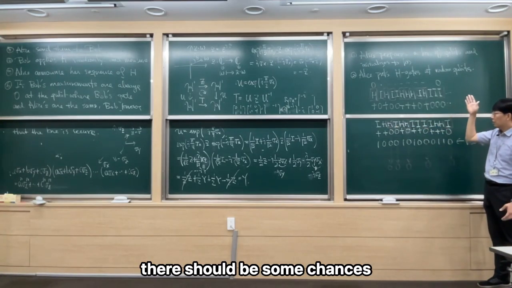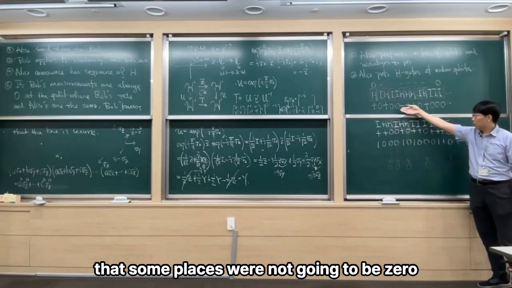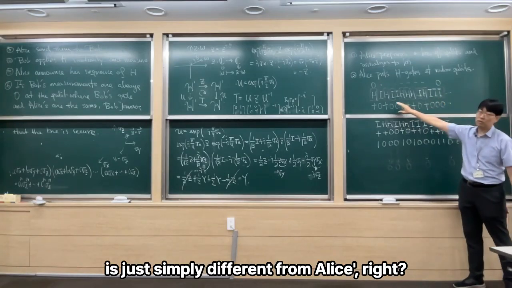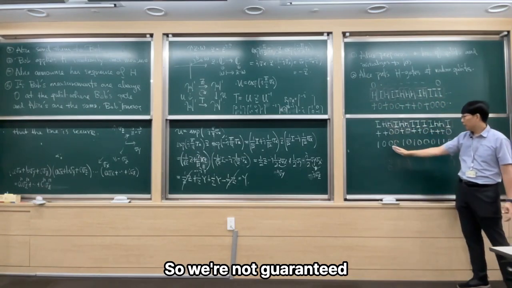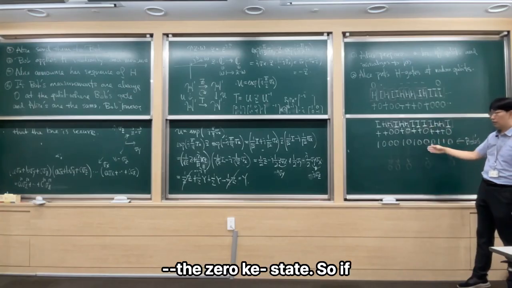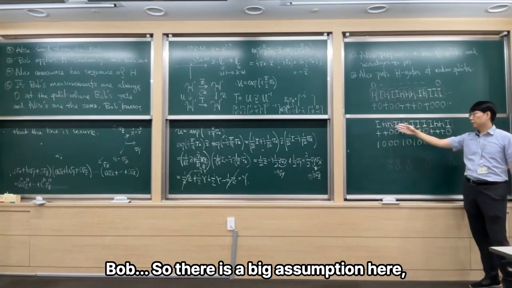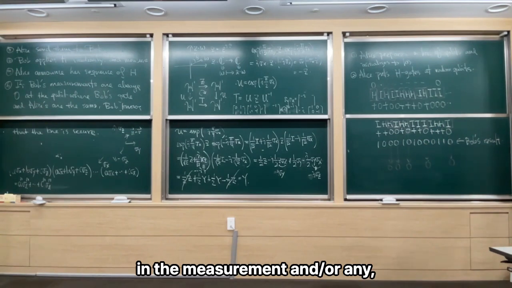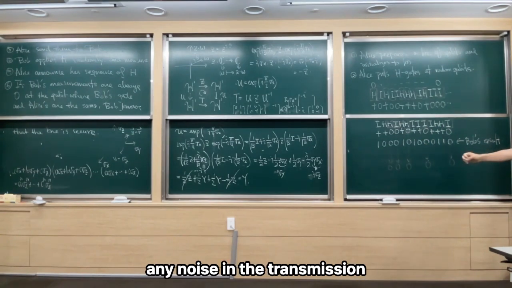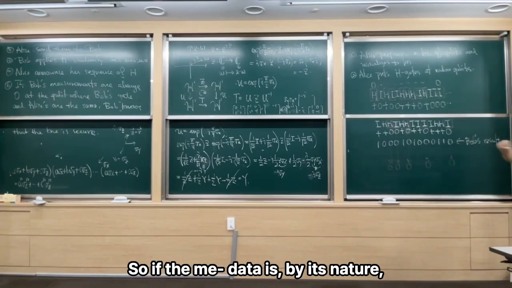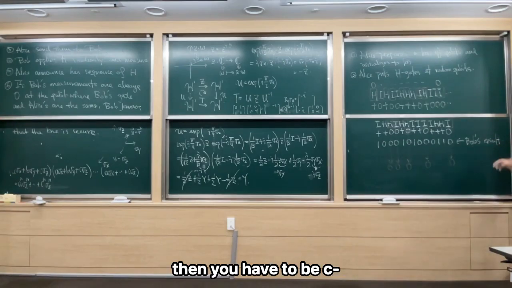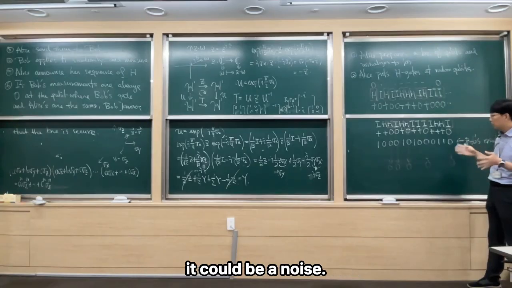So Bob should put the Hadamards or identity gates in random positions. And in that case, there should be some chances that some places are not going to be 0 after applying the Hadamard, because the entire message is simply different from Alice's, right? So we're not guaranteed to get the 0 state. There is a big assumption here: you shouldn't have any error in the measurement or any noise in the transmission of the data. If the data is by its nature altered because of noise in the channel or a physical thing, then you have to take into consideration that it could be noise.